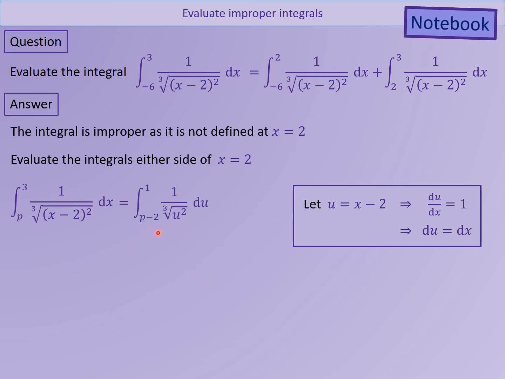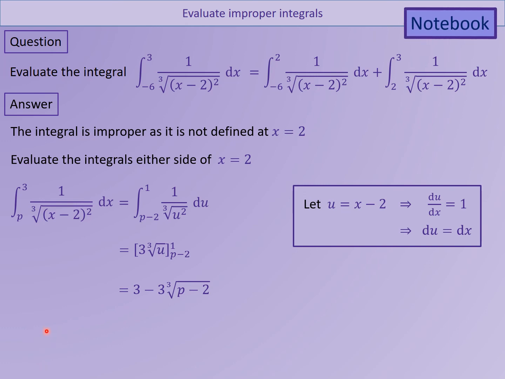Once I've done that, then I get 3 lots of the cube root of u, because you can just write that as 3 lots of u to the 1/3 between 1 and p minus 2. Substitute those in, gets me that value just there. And now at this point I can investigate what happens when the p value tends towards 2. So this is what I meant earlier on about writing it as a limit like this.